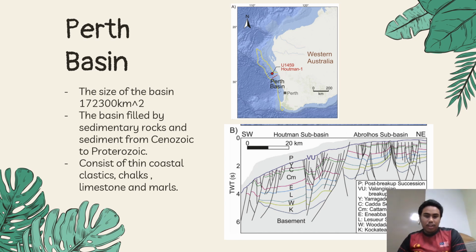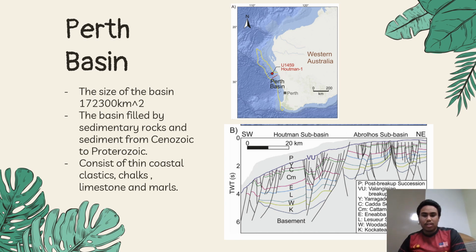The unconformity formed during the breakup of Greater India and Australia-Antarctica. This basin also consists of thin coastal clastics, chalks, limestone, and marls, and it also consists of deposits after the deltaic, fluvial, and shallow marine deposition from the Paleozoic to the lower Cretaceous.